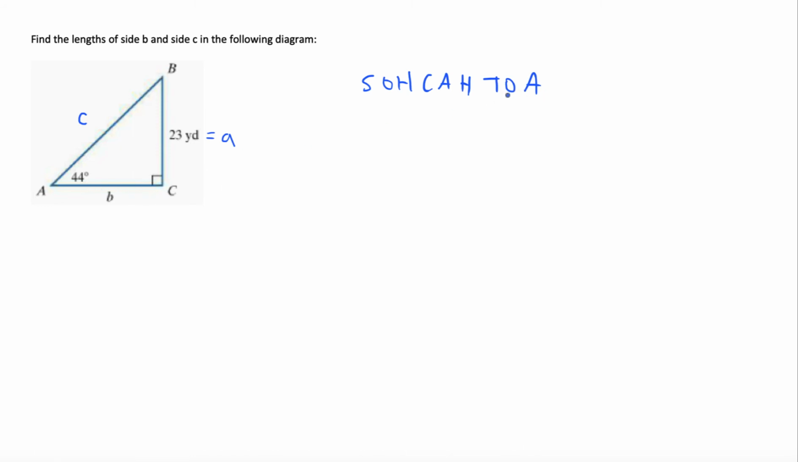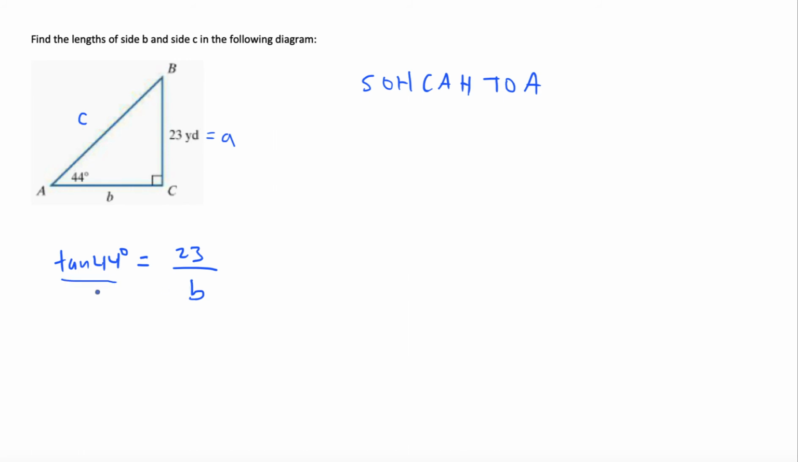Right? If you have opposite and adjacent, that will be tangent, right? So we can set this up as the tangent of 44 degrees is equal to the opposite side, which is 23, divided by the adjacent side, which is B. Right? And we can use our calculators to find out what the tangent of 44 degrees is. One thing, make sure your calculator is in degree mode for this. And then we can just use a little bit of algebra and solve for B.